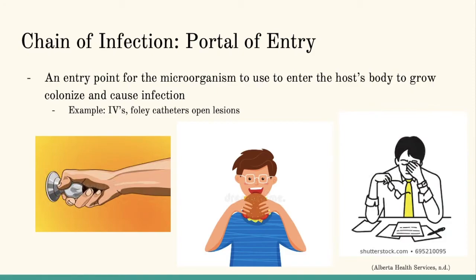And then you also need a portal of entry. That's very similar to a portal of exit, except the bug's entering somewhere. It's an entry point for the microorganism to use to enter the host body to grow, colonize, and cause infection. For example, IVs. With an IV, you have to compromise the skin to put it in, and that's also a direct pathway into the patient's bloodstream. So we have to be very careful keeping that area clean, as well as with Foley catheters and open lesions and things like that.